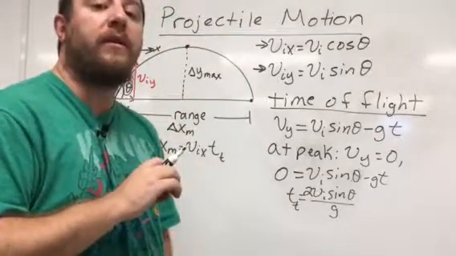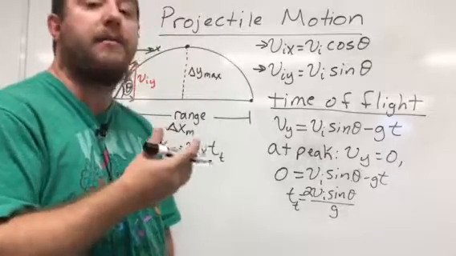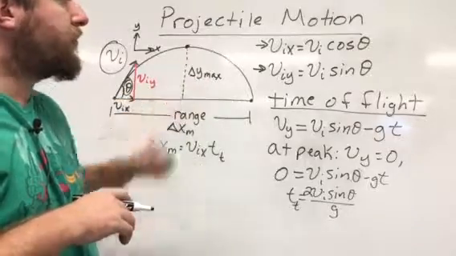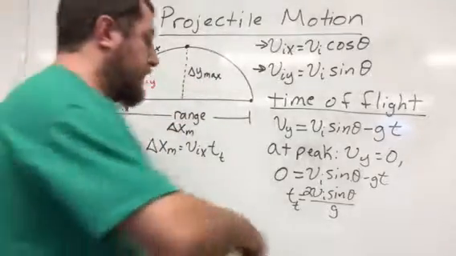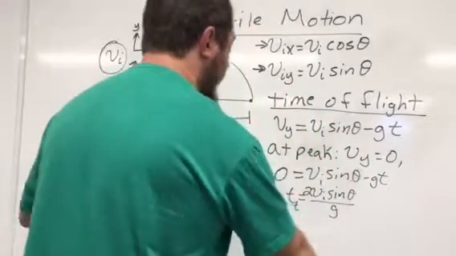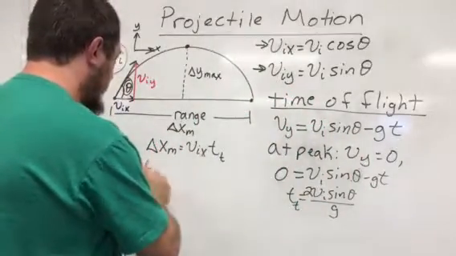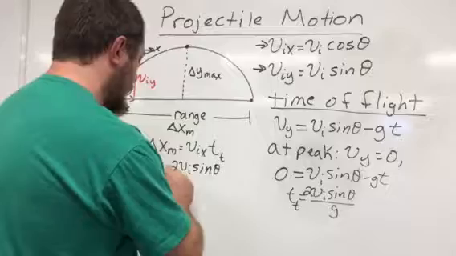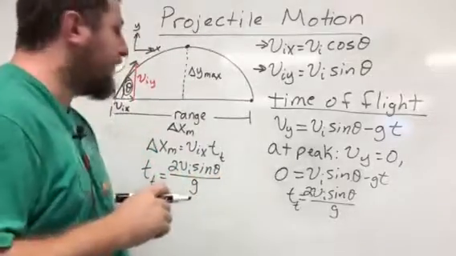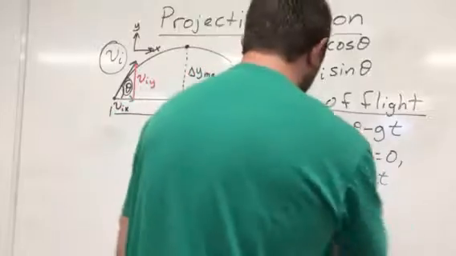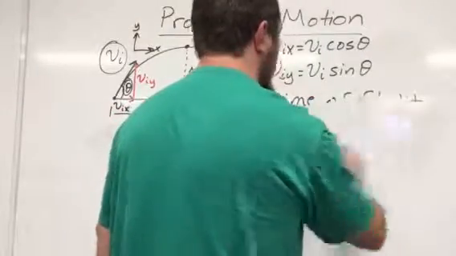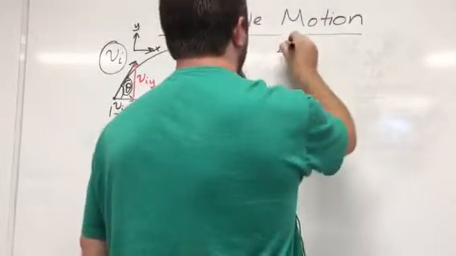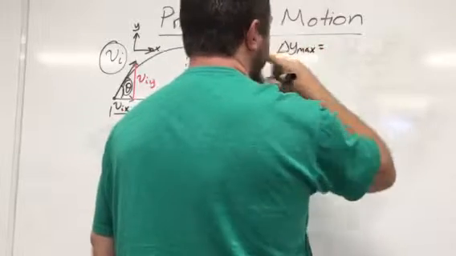Now, what about the maximum height? Well, I can find delta y max from the second kinematic equation, right? And let's put this over here because we're going to use it. All right, 2 vi sine theta over g. Now, the maximum peak can be found from this equation.